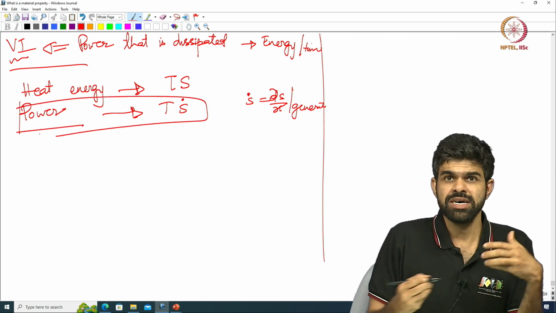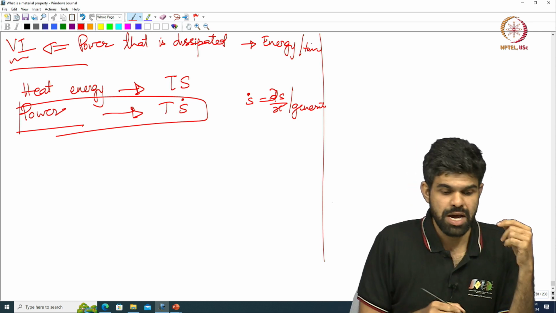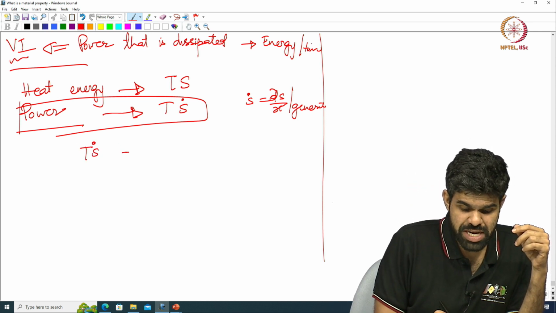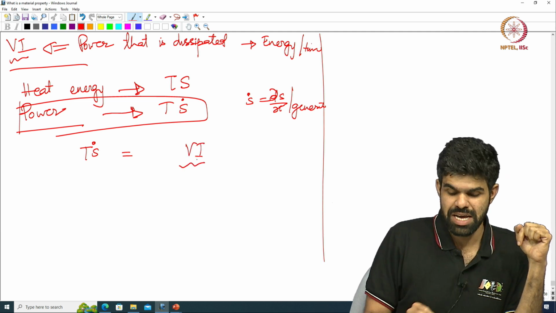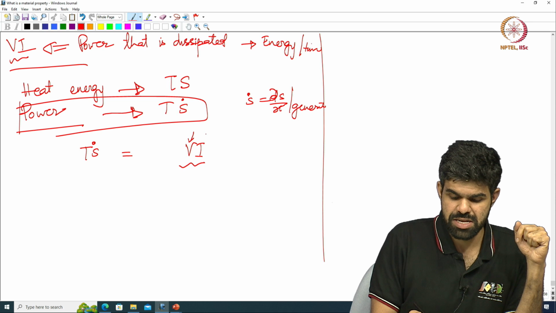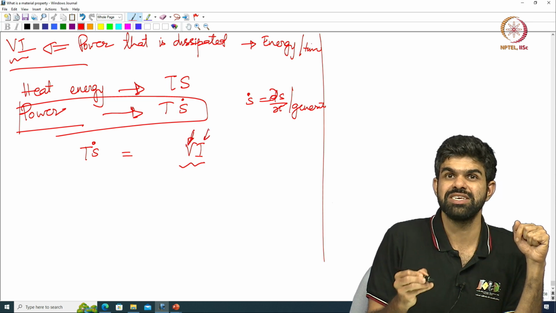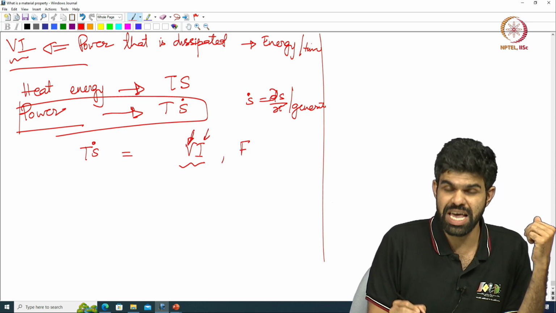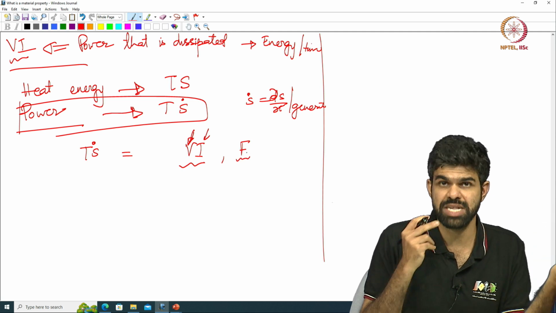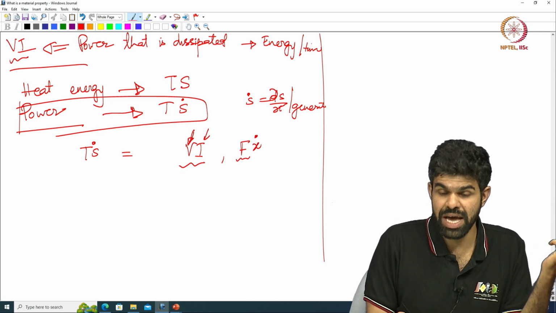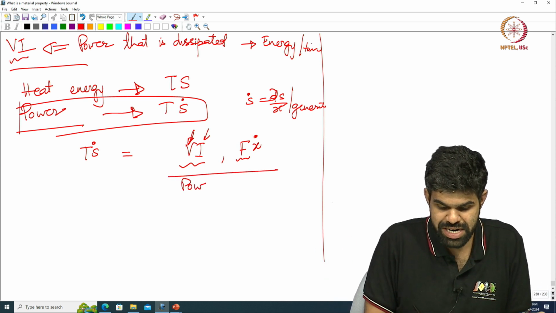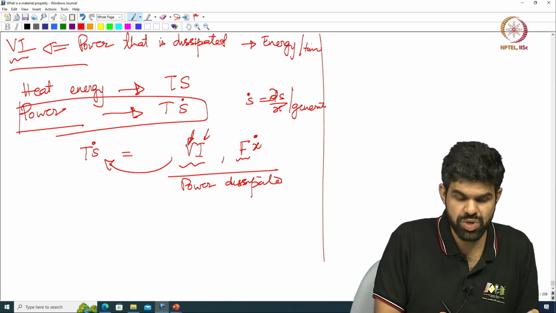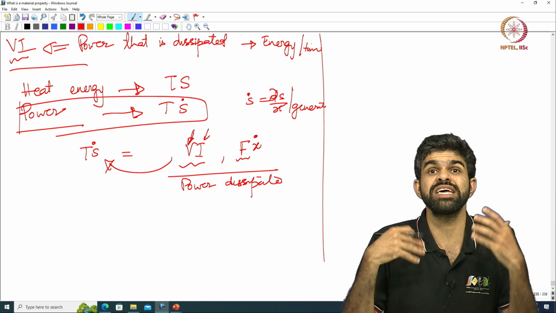Now, in what follows, quite mathematically, we are going to show that this TṠ is nothing but, electrically, I can think of this as the VI term. Again, this is the force, this is the flux. Mechanically, I can think of this as F, the force applied on a spring, times ẋ, the extension rate of the spring. All these are power dissipated, and I am going to show you very soon that they are all related to TṠ, where Ṡ is nothing but the generation of entropy.